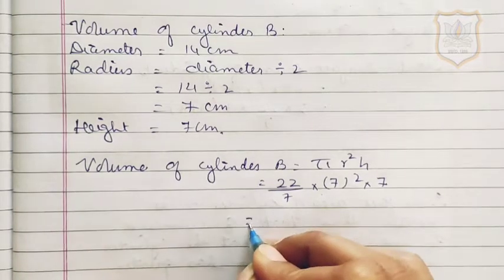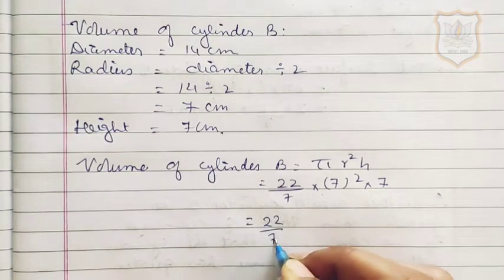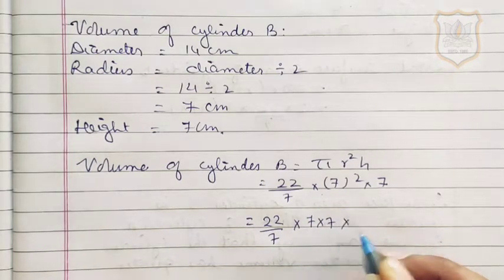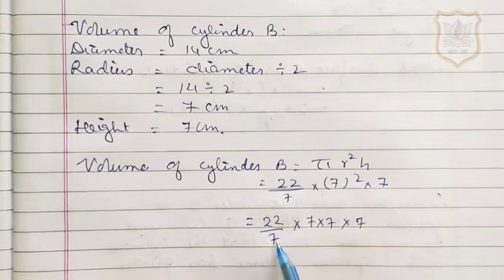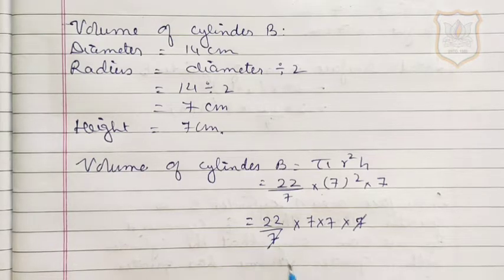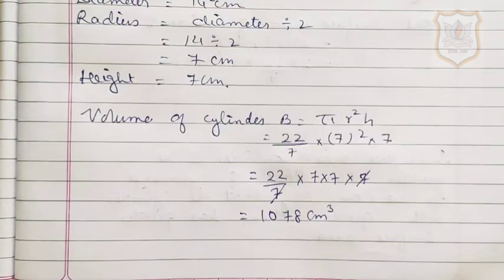So now students, here we will write 22/7 as it is, into 7 square means 7 into 7, into 7 we will write as it is. This 7 we will cut from above the line and below the line. Now 7 into 7 into 22 will be 1078 centimeter cube. So the volume of cylinder B is 1078 centimeter cube. Now students, it is verified that the volume of cylinder B is greater than volume of cylinder A.